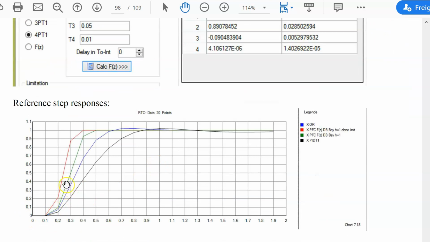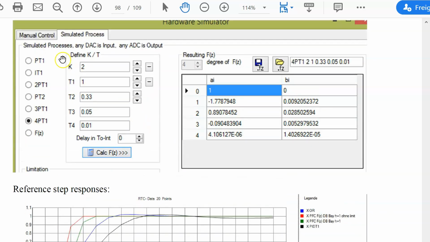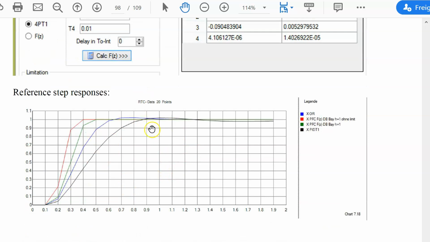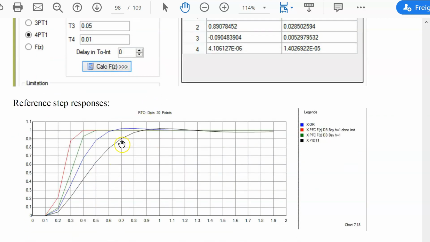It is as fast as a deadbeat controller if there is no limitation, and there is a nice response if the limitation is active, where a deadbeat controller doesn't work. You can play with this system. At this time, I don't know exactly how large the sampling time is. It's not covered in my screenshot. I think 10 milliseconds. So this is an example I have played with. Yeah, 20 points to 2 seconds means 100 milliseconds. The sampling time is 100 milliseconds to get 20 points here. So play with the 4PT1 and then this will work.